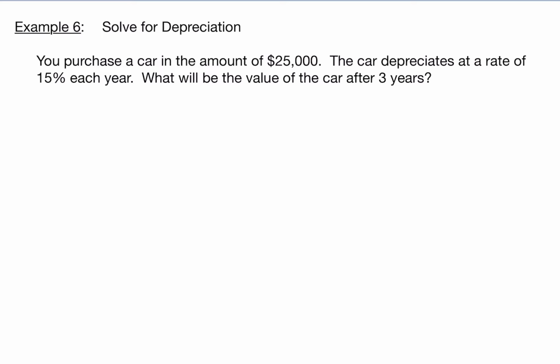So here we have a scenario where you're purchasing a car in the amount of $25,000, and it says that the car depreciates at a rate of 15% each year. We want to know what will be the value of that car after 3 years, okay? So our equation is going to be the same. We're going to just call this f of x is equal to a times 1 minus r to the x power, okay? Because this is depreciating, instead of having a 1 plus r, we need to have a 1 minus r, okay?